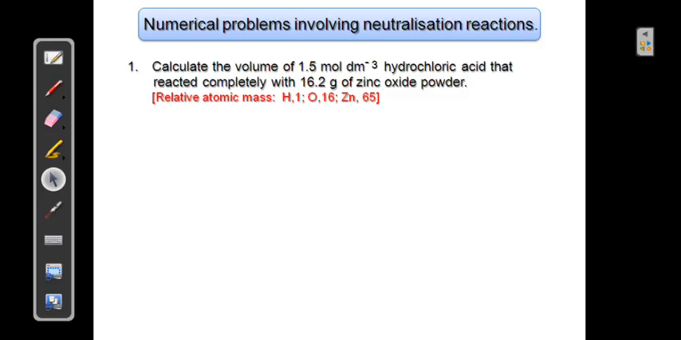So as usual, when you get things in grams of any substance, all you need to do is get their relative atomic mass. Now zinc oxide powder, right? So you have O, oxygen, as 16, and Zn as 65.